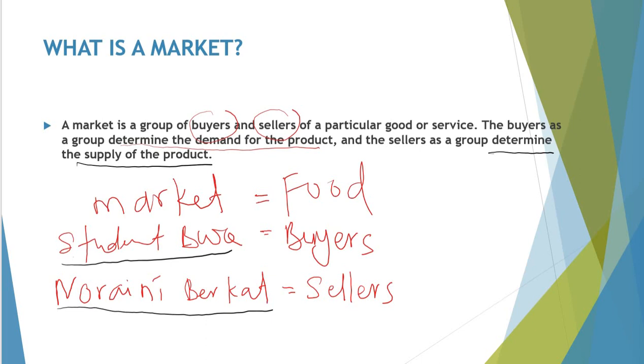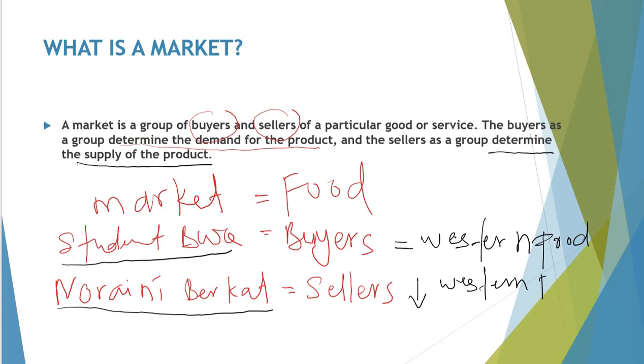Nampak? Okay. Ataupun, awak ni suka makan western. The buyer ni suka makan western. Tulis kat sini, western food. Tapi seller ni dia hanya dapat bekalkan limited portion of the western food. Okay. So these are the markets.